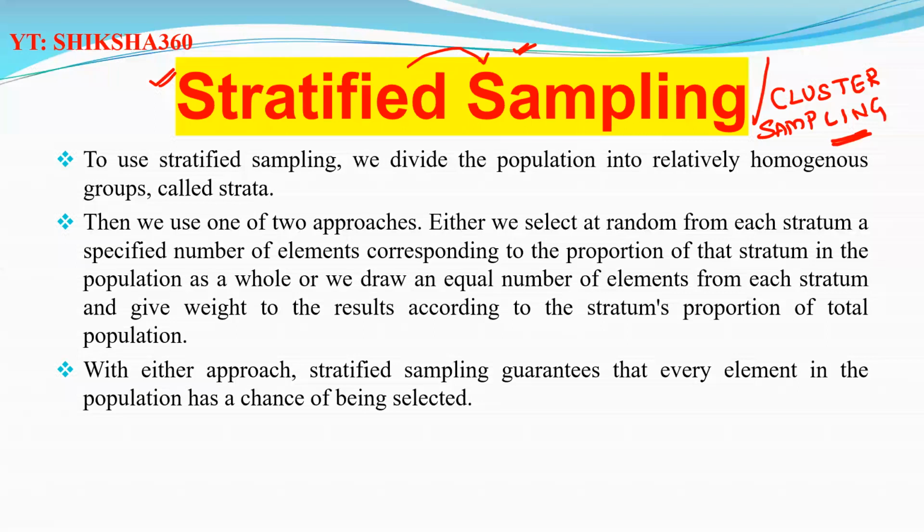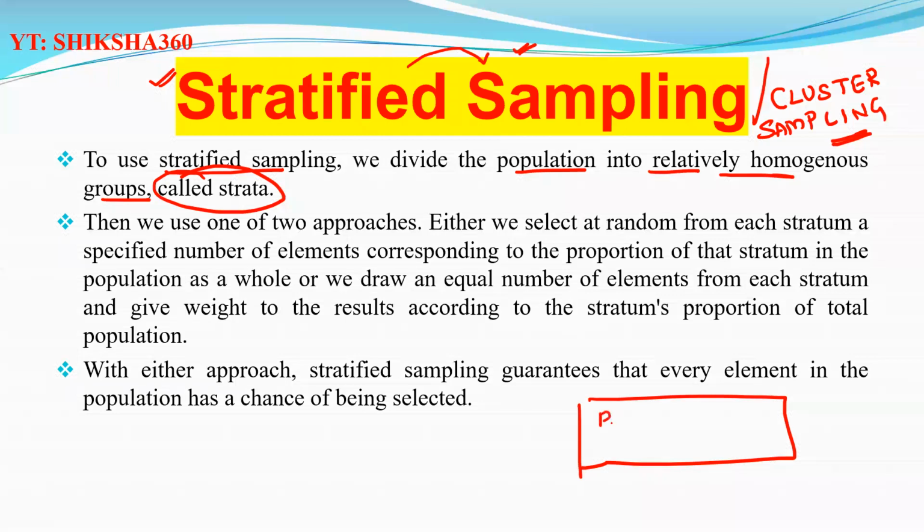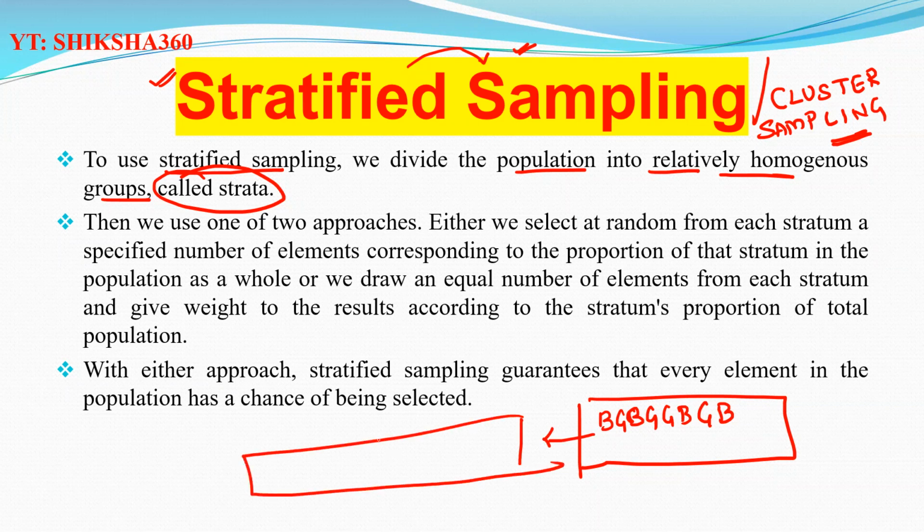To use stratified sampling, we divide the population into relatively homogeneous groups, called strata. For example, we have a total population of boy, girl, boy, girl, girl, boy, girl, boy. Under stratified sampling, we have to separate it into two parts.